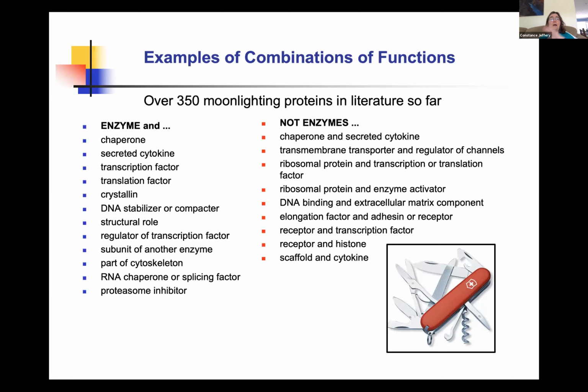They're found throughout all the kingdoms of life, and they include a lot of different types of proteins. So there are enzymes that have a second function as a chaperone or as a secreted cytokine, like that phosphoglucose isomerase example. Some enzymes are also transcription or translation factors, or they might be part of the cytoskeleton, for example. There are also some moonlighting proteins that don't have catalytic activity, but they still have two different functions. So, for example, some ribosomal proteins also are transcription or translation regulators.